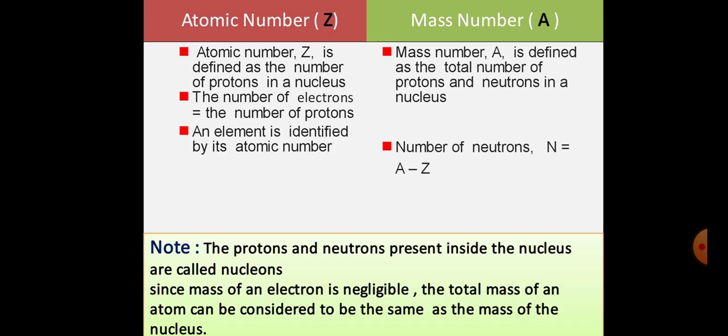Students, go through the models of hydrogen, helium, and sodium atoms on page 284, along with a note given to understand the difference between a chemical change and a nuclear change.